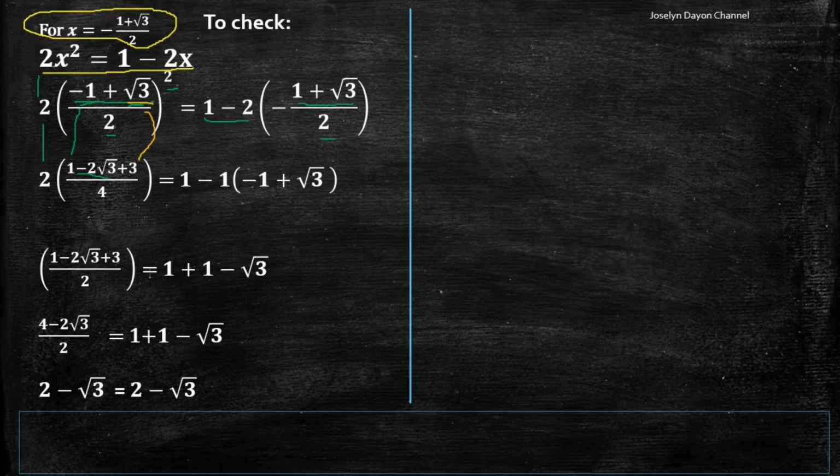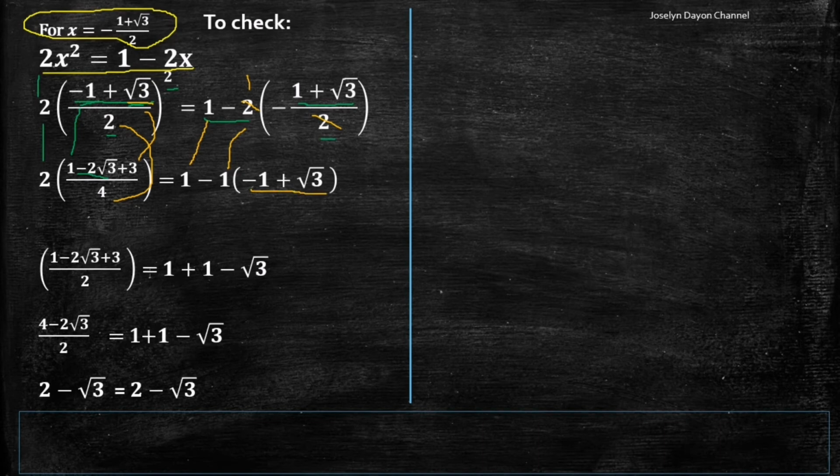In the denominator, we have 2. So 2 squared, that is equal to 4. Then you copy 1. We can divide 2 by 2. So that is equal to 1. So that's why we have here -1 times the quantity of -1 plus square root of 3.